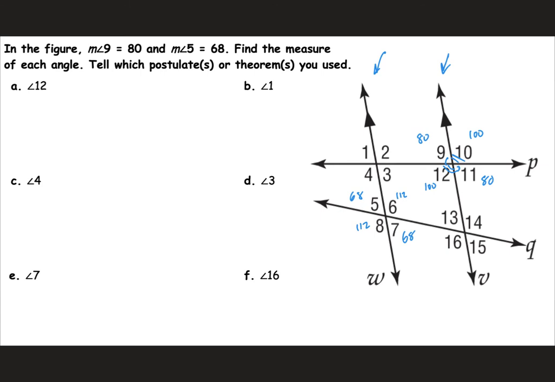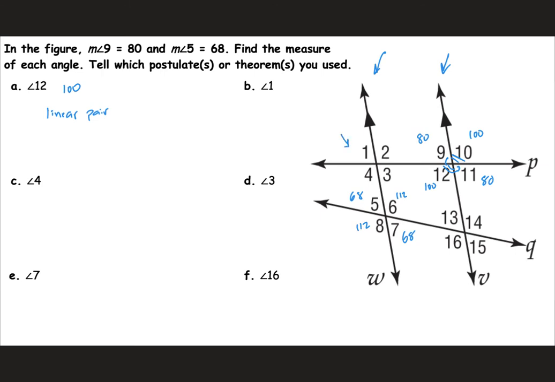So if I am looking for angle 12, angle 12 is right there. That one's easy. I solved that one using my linear pair knowledge. The measure of angle 12 is 100. And the reason I know this is because it is a linear pair to angle 9. Next, I'm looking for the measure of angle 1.